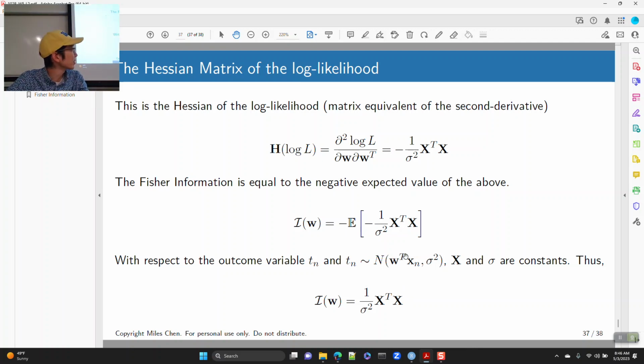If there was something about t in here, maybe we'd have to figure out the expected value. But with respect to the outcome variable t sub n, these are all constants here. So this is the result where we arrive. This is the Hessian matrix of the log likelihood, negative 1 over sigma squared X transpose X. What's the negative expected value of this thing? And this is what we have. Okay, so what is this?